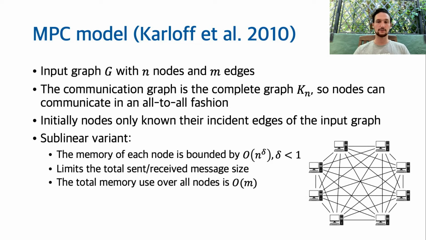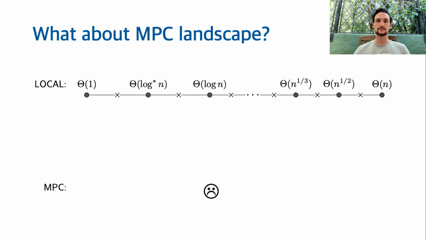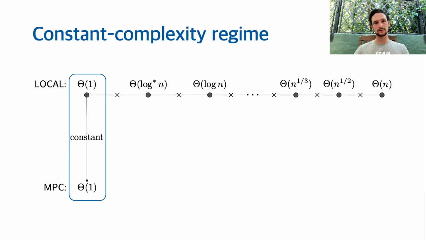So how fast can we solve LCLs in the sublinear MPC model? Well, as it turns out, LCLs have not been systematically studied in the MPC model prior to this work. And we fixed that and established almost the whole complexity landscape for MPC. So we start with the constant complexity regime. Here we show that LOCAL constant time algorithms can be solved in constant time in MPC, which is quite trivial, as we can do pretty much anything a LOCAL algorithm can, since we work in trees of constant degree.